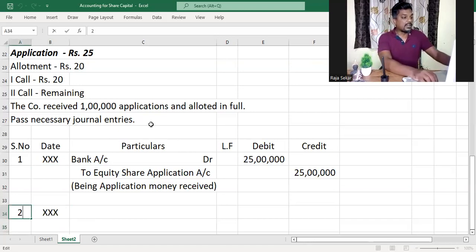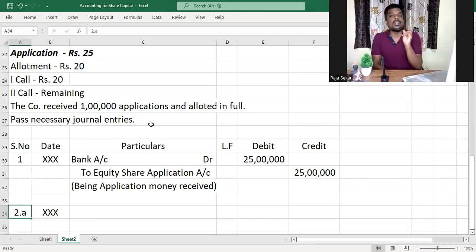So our second event would actually be allotment. And in allotment, we have two transactions. The first is whatever application money we had received now becomes share capital, because when they applied for the shares, they were only equity share applicants. The moment we allot shares to them, they become shareholders of the company.